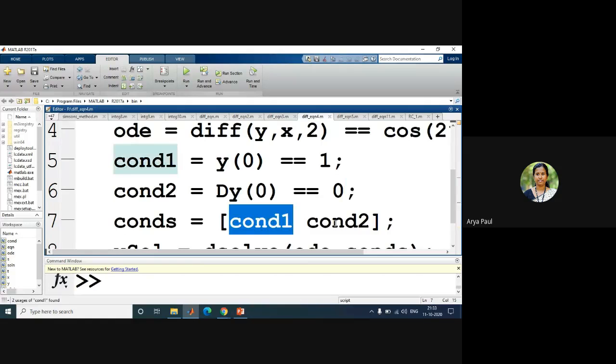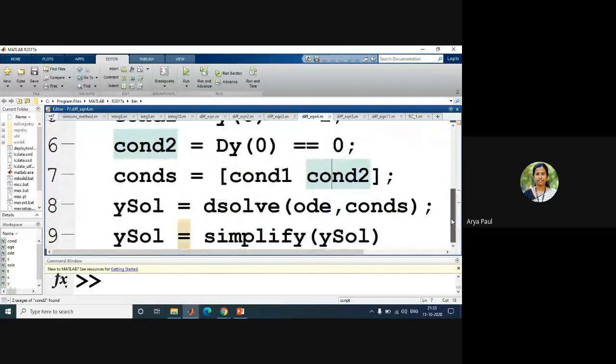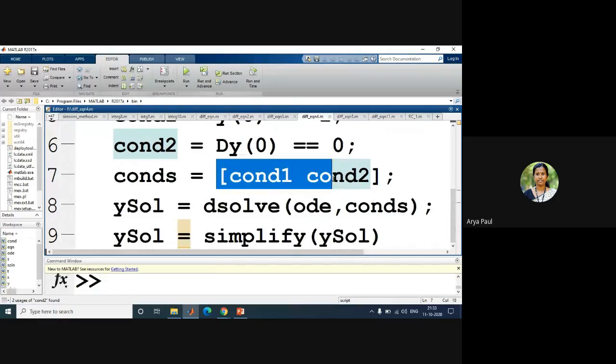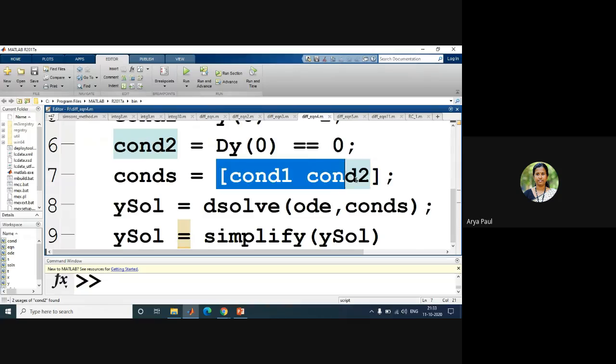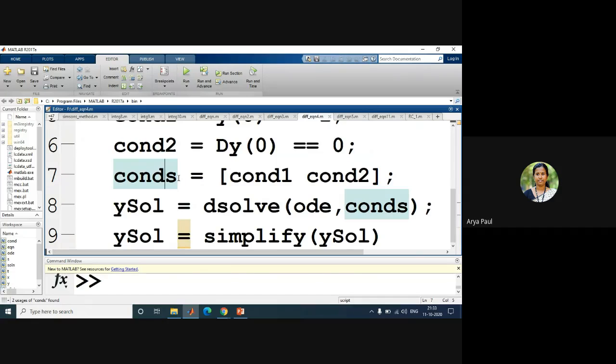Now you can club these two conditions. In a square bracket, you can put them as an array: condition 1 and condition 2, clubbed as CONDS, the conditions. Now we are solving with dsolve, the ordinary differential equation, comma, conditions. You are incorporating both the conditions.